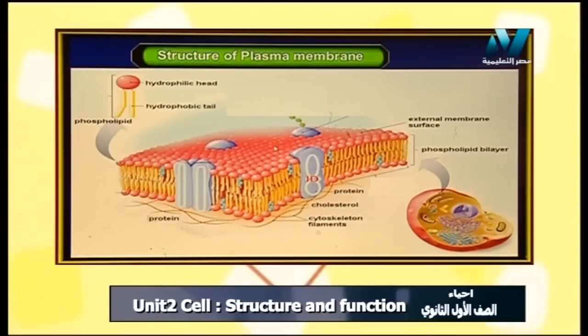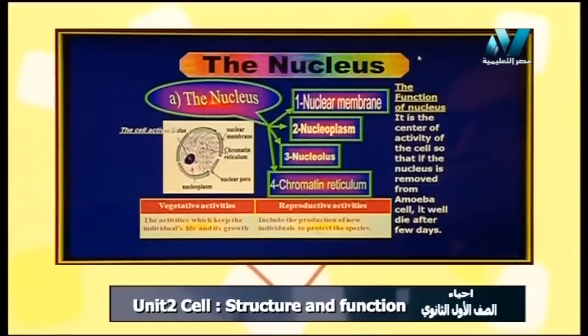So the plasma membrane has three things: two layers of phospholipids, where the hydrophilic head is outside and the hydrophobic tail is inside; two types of protein molecules; and cholesterol molecules. This is the structure of the plasma membrane, which does two things: it controls the passages inside and outside the cell, and also keeps the cytoplasm inside the cell. So this was the plasma membrane.